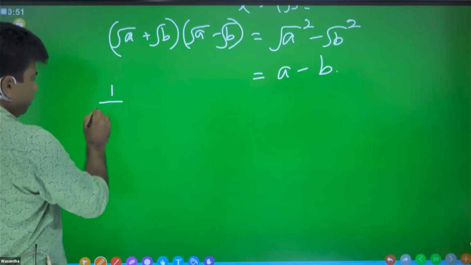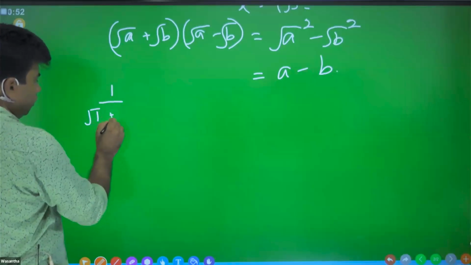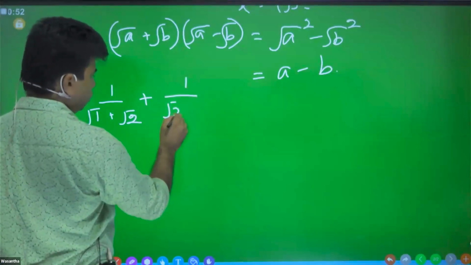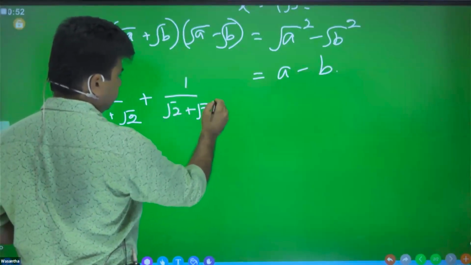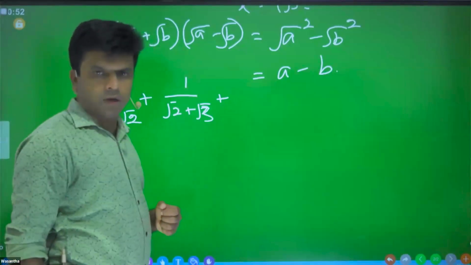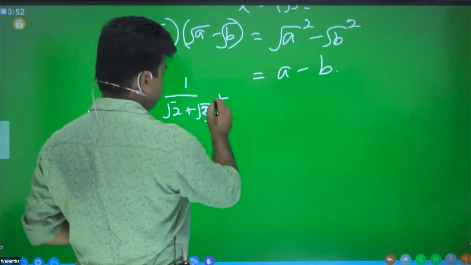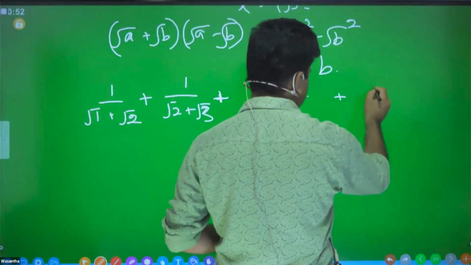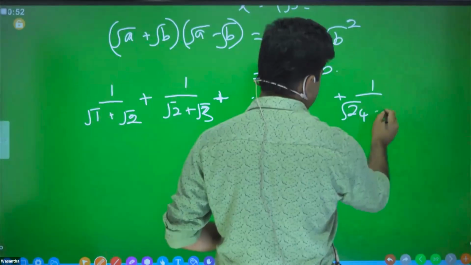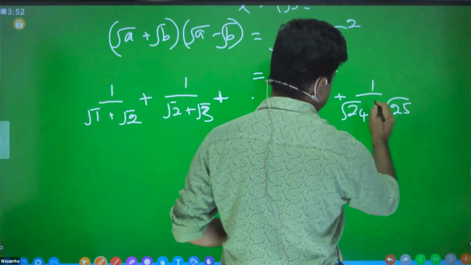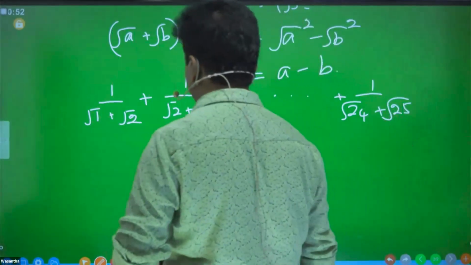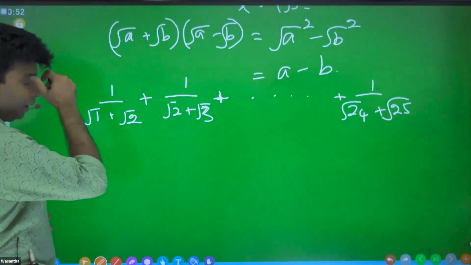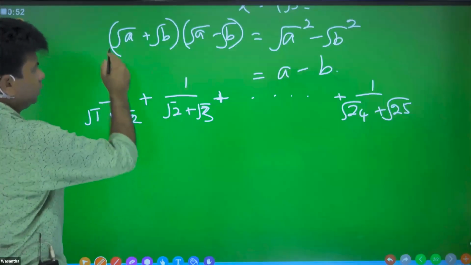Hence simplify 1 over root 1 plus root 2, and here 1 over root 2 plus root 3. Nice pattern, right? Then here 1 over root 3 plus root 4. It goes like that until 1 over root 24 plus root 25. Now we need to simplify this answer. Clear? Now keep in mind, this is the idea.